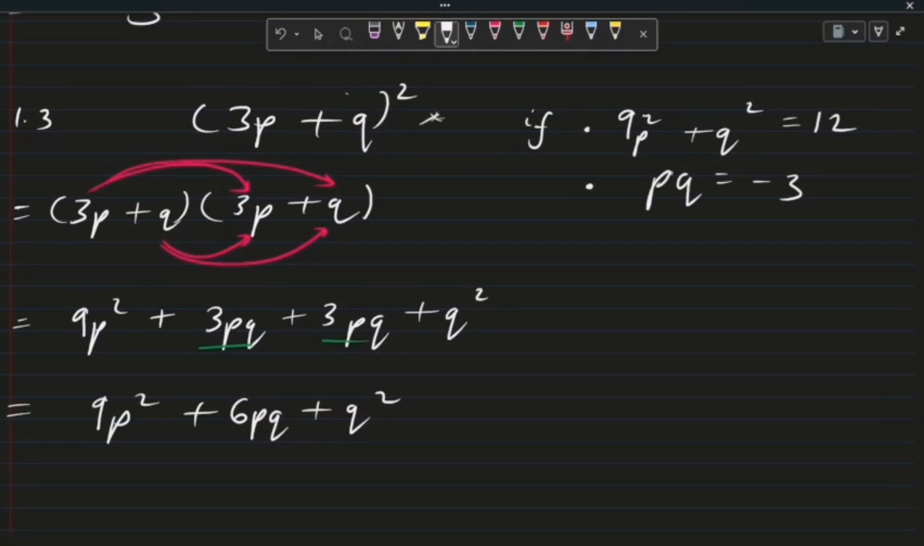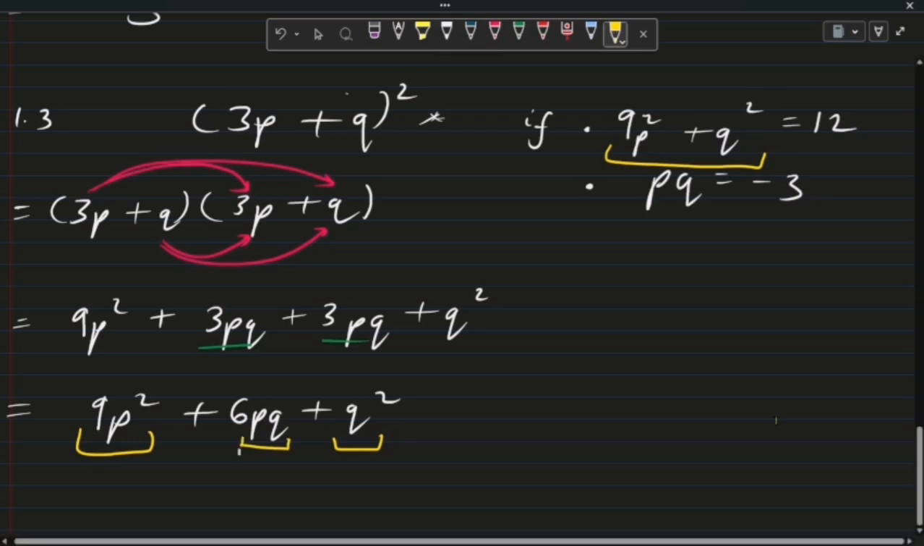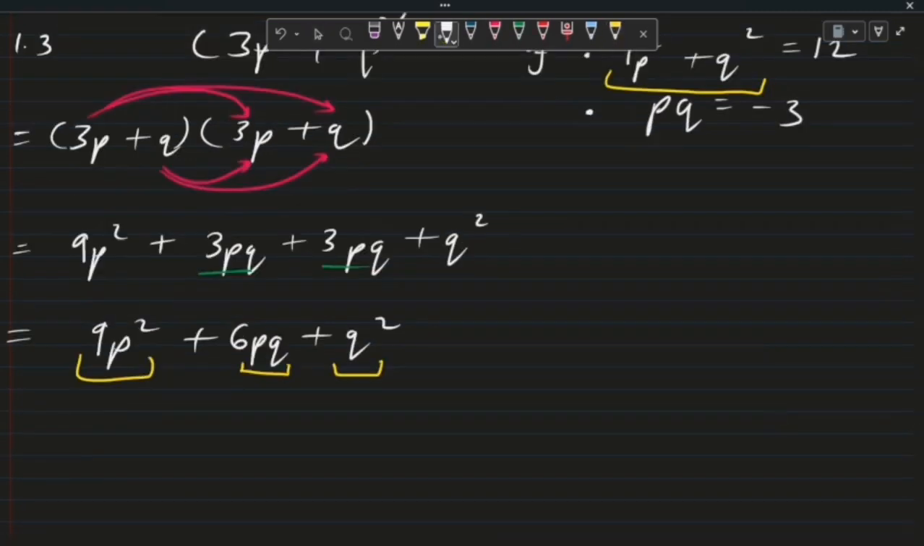Okay, so with this being said, we are given some interesting information. We are given that 9p squared plus q squared is 12. So we have 9p squared plus q squared, that is 12, and then they told us that p times q is negative 3. Okay, so we can change the order just to make it more obvious: 9p squared plus q squared, and then plus 6pq.